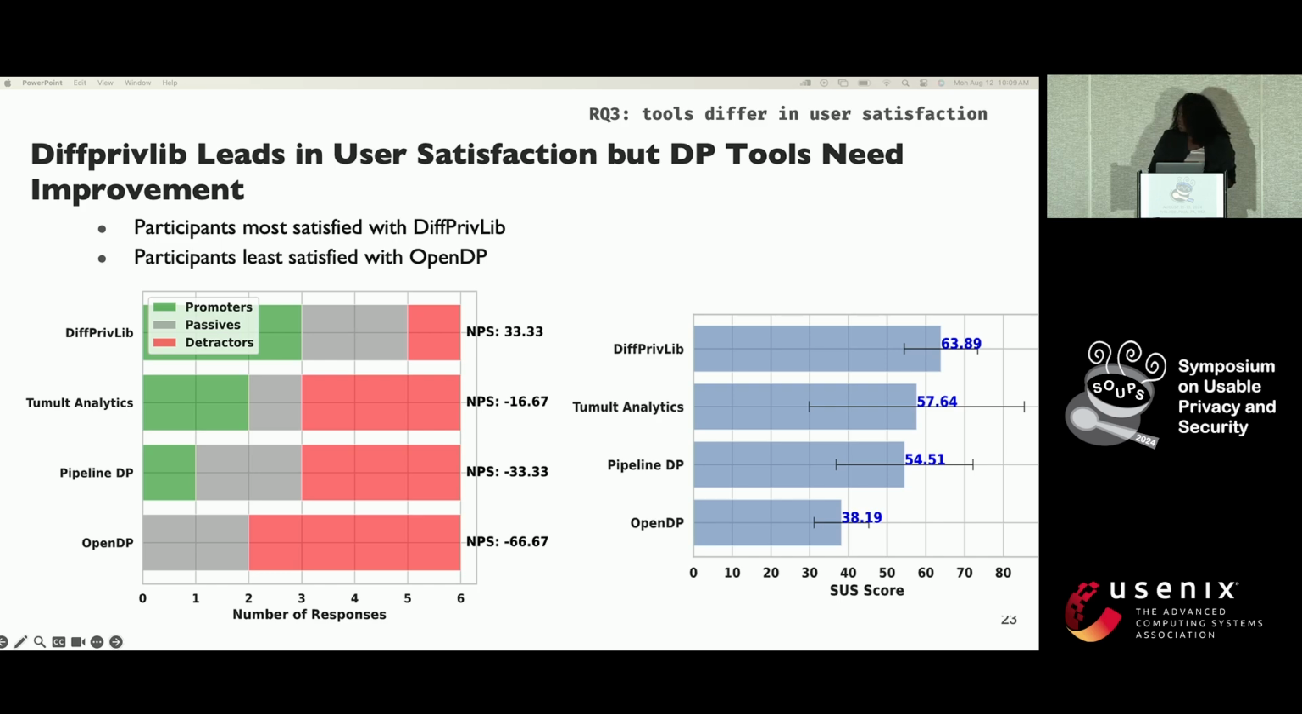One thing to notice here is that a tool is considered to be good if it has an SUS score of 68 and above, and below 68 is poor. But the maximum SUS score here is 63, which shows that DP tools still have a long way to go.